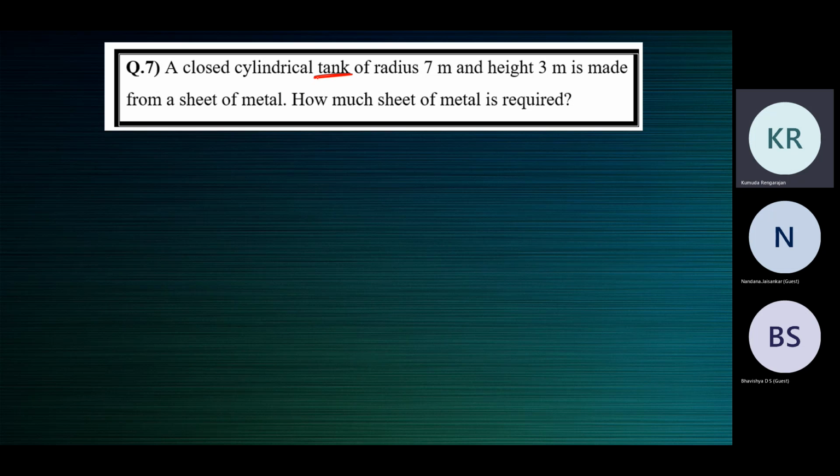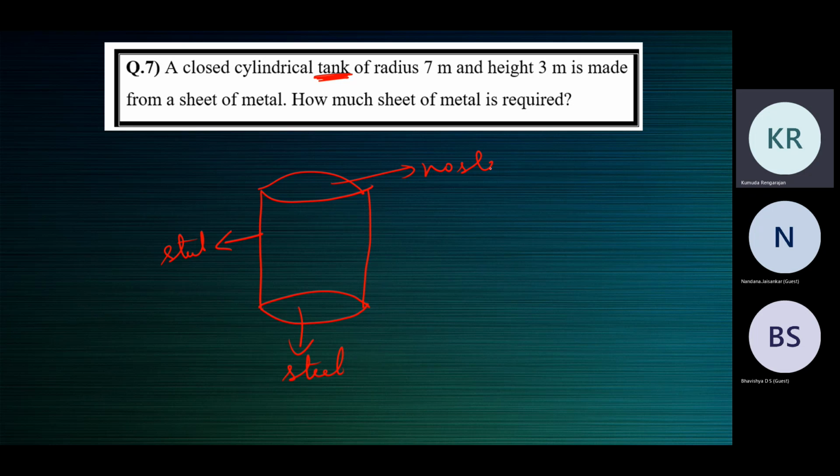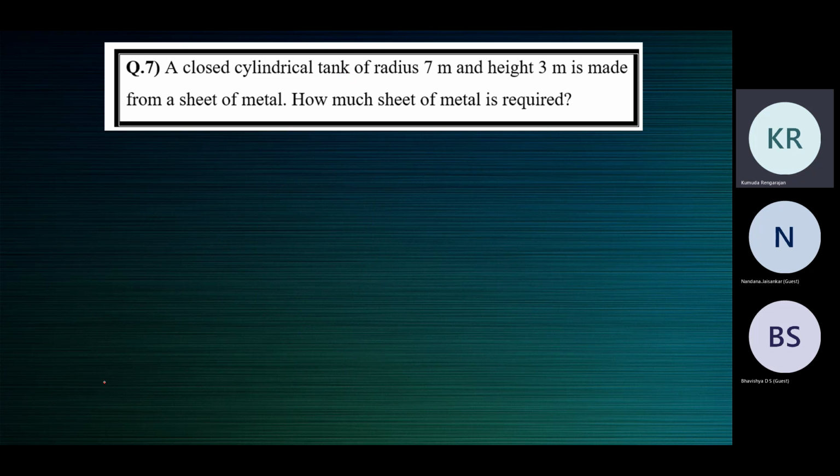So we should understand from the word tank. Since it's a tank, the body, the curved surface area, is present. That is, there is material used to make the curved surface area, and there is material also used to make the circular base of the tank. Supposing it's made of steel, there is steel here, and there is steel used here also. Now the question is, is the top open or closed? If it is open, there is no steel here. If it's closed, here also steel is used. So from the words in the question, you must imagine how the tank will be, where all the material will be used.